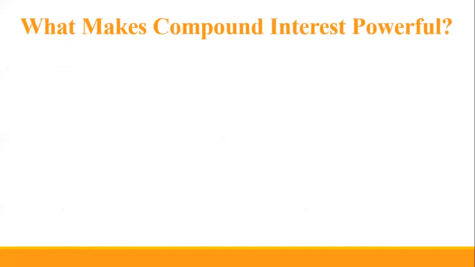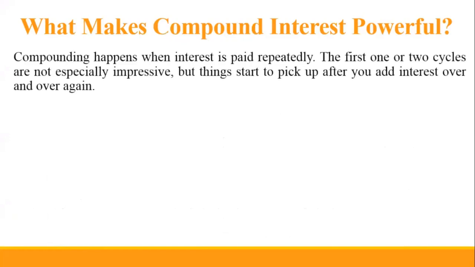Alright. So, what makes compound interest powerful? Compounding happens when interest is paid repeatedly. Okay? When interest is paid repeatedly. So, the first 1 or 2 cycles are not especially impressive, but things start to pick up after you add interest over and over again. Ganun naman yun.